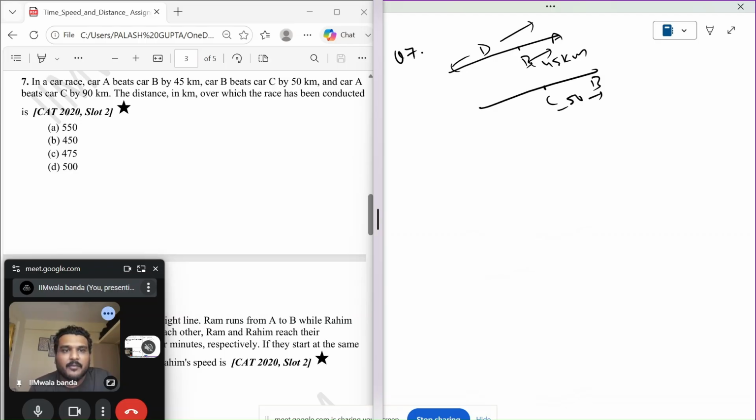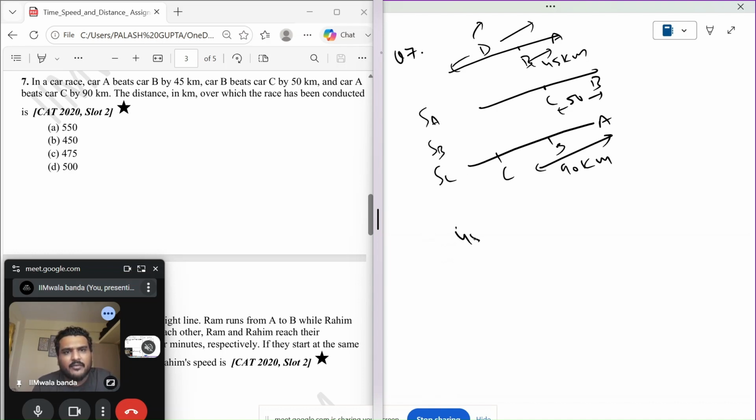Car B beats car C by 50 kilometers, and car A beats car C by 90 kilometers. So when A was at the end, B was behind, C was somewhere further behind, and this was 90 kilometers. So the distance over which the race has been conducted, D, is what we have to find. Again, very simple. Let the speeds be SA, SB, SC, and just start making the equations.